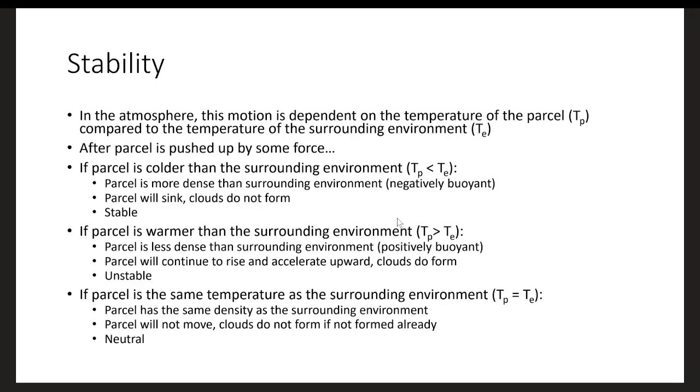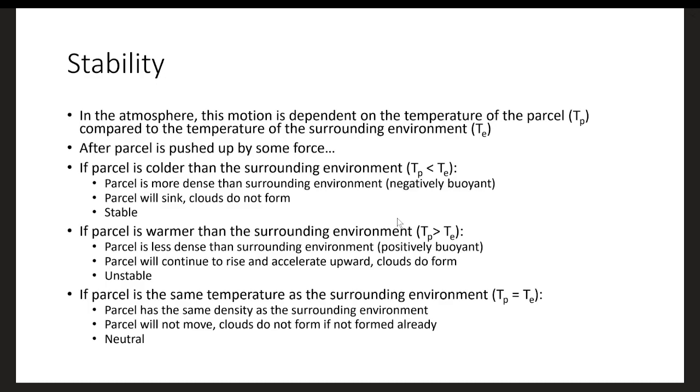So let's say your air parcel is colder than the surrounding environment. Tp indicates parcel temperature and Te indicates environmental temperature. The parcel is more dense than the surrounding environment, so it's negatively buoyant, and the parcel will sink, and clouds will not form, and it's a stable air mass. So a parcel cooler than the environment is stable. It's fine where it is. It doesn't need to rise to cool off.